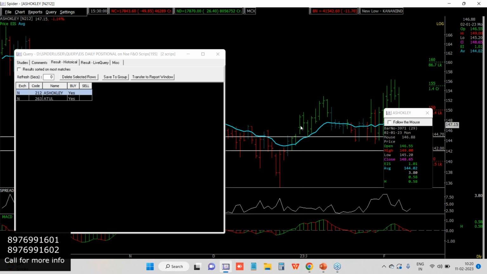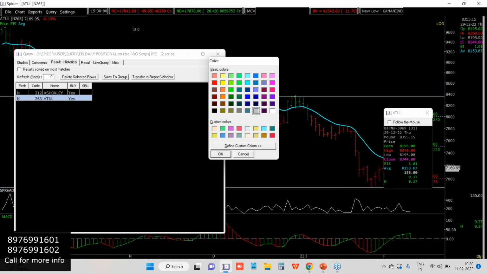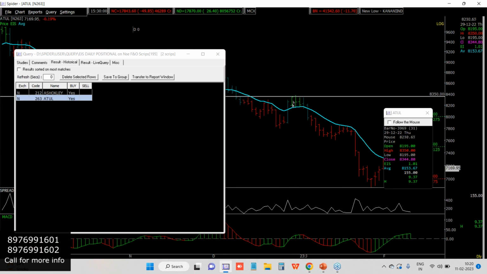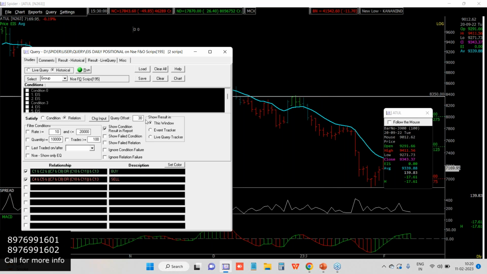Okay, see, correct, we'll see the Atul. In Atul, as you can see, our stop losses got hit here. So currently we are still in the profitable zone. The more we use this particular query, the more results we will get.